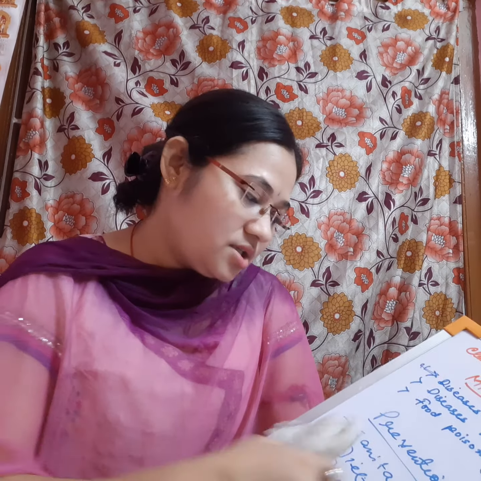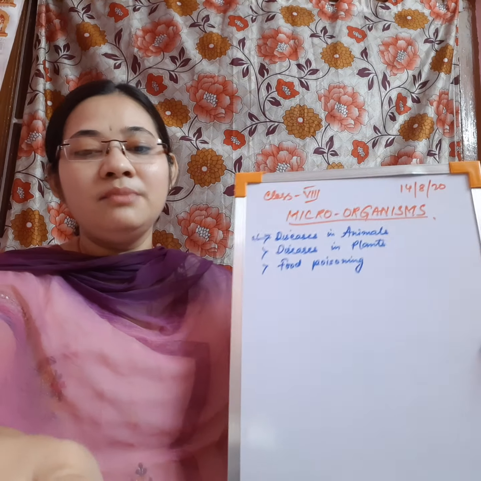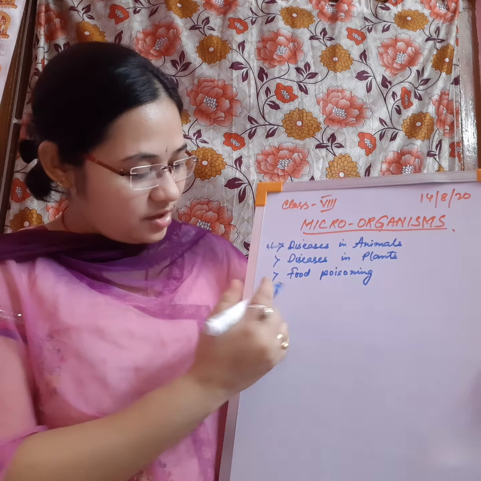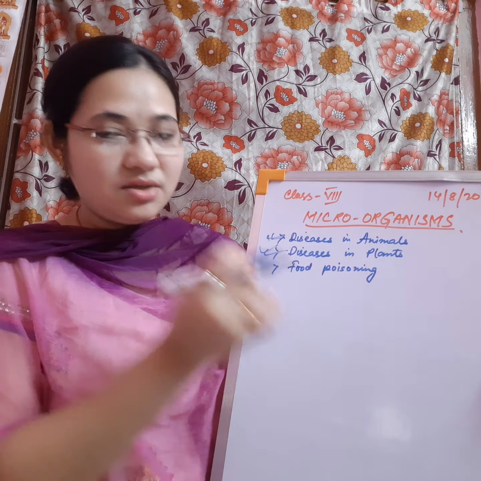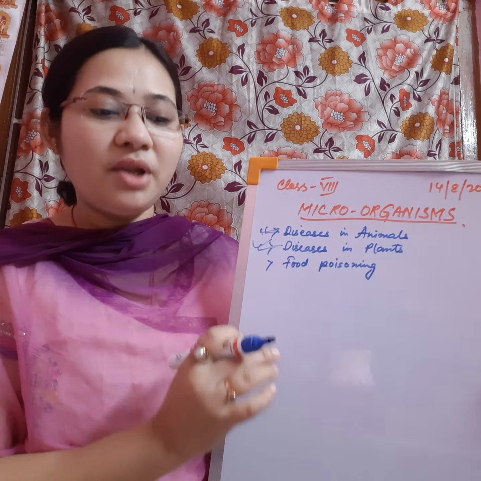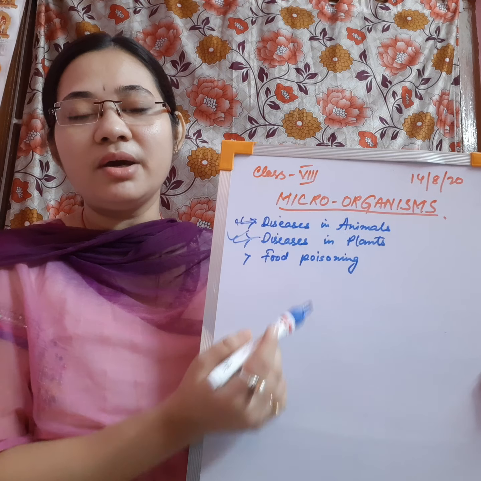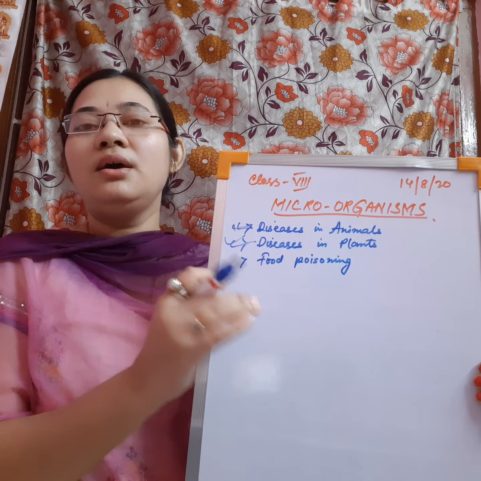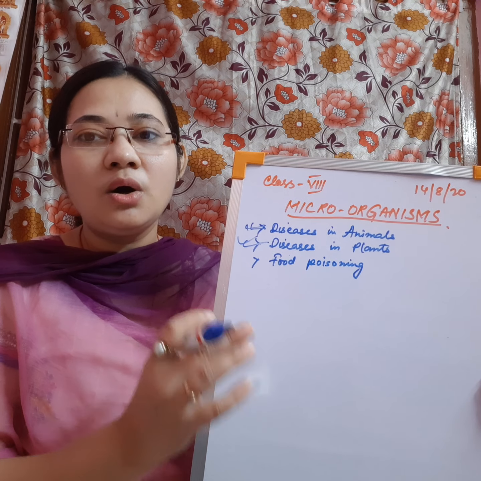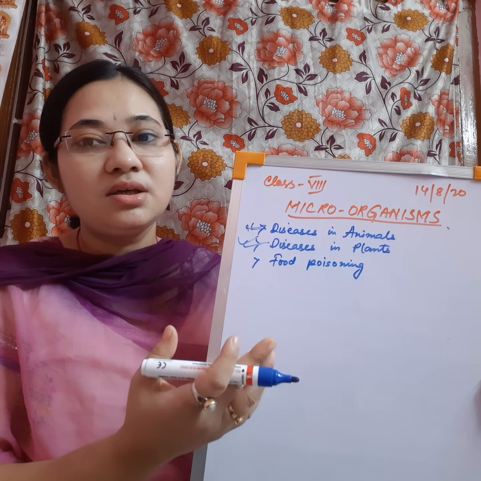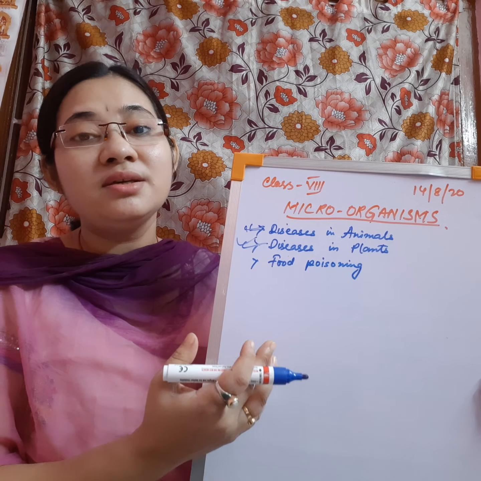Now let us see some diseases which occur in plants and some ways by which prevention can be done. Diseases in plants means diseases caused by microbes. Here also you will see certain types of bacteria, fungi, or viruses which cause different types of diseases in plants.